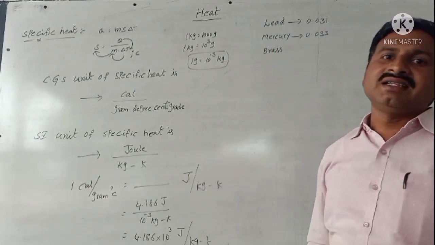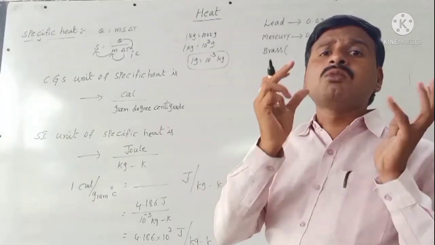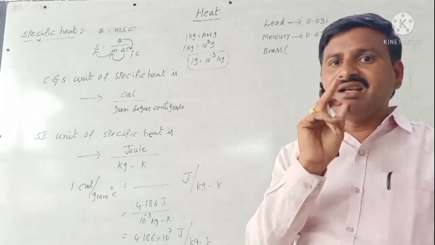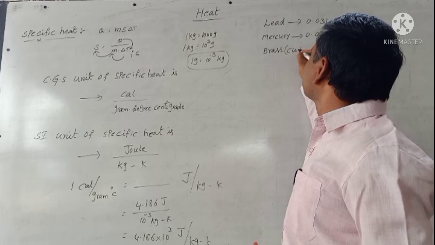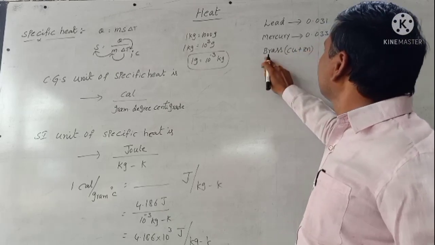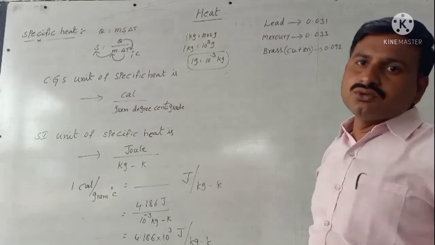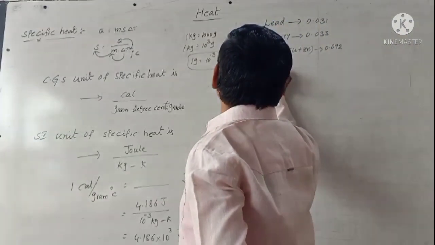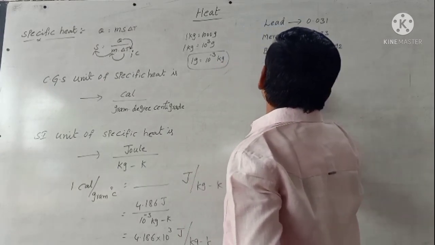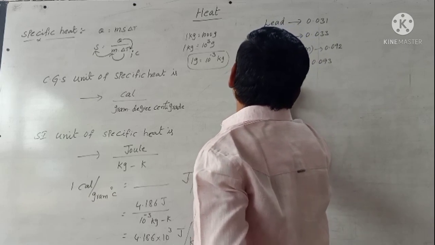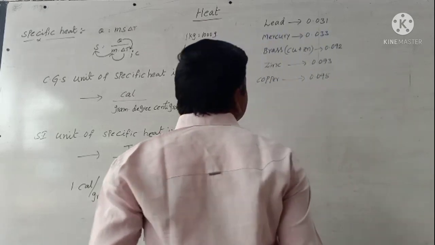After that, brass. What is brass? Brass is one of the alloys. Alloy means two or more metals combined together. Brass is a combination of copper and zinc. So the brass value is 0.092. After that, zinc is 0.093, and copper is 0.095.